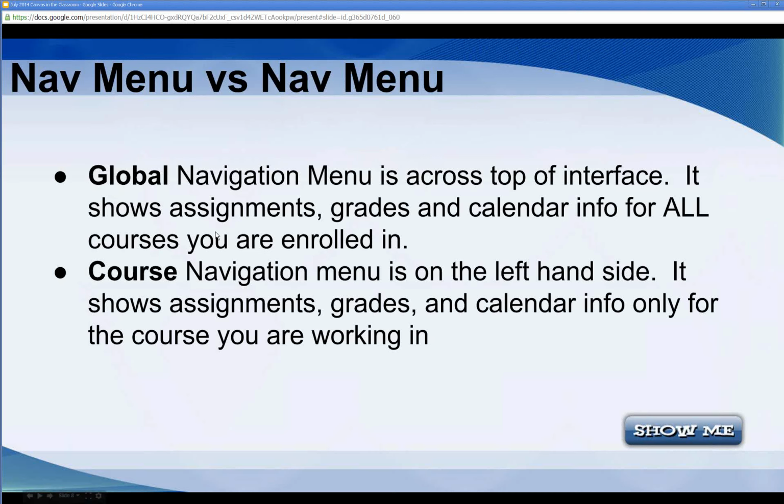The course navigation menu is going to be on the left-hand side of your interface. That navigation menu is just for whichever specific class you have chosen. If you've got five classes and you choose to look at the first one, that's all that's going to show up in that menu. Let's take a look.